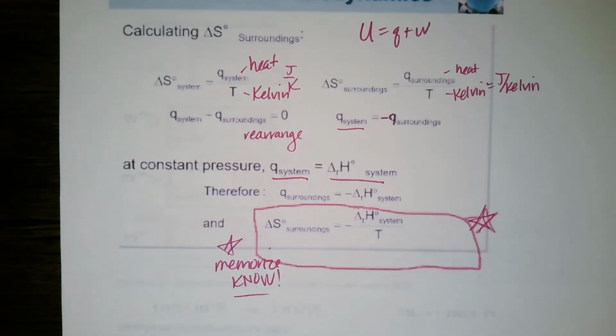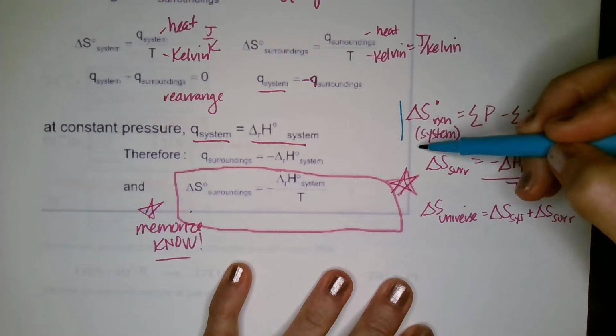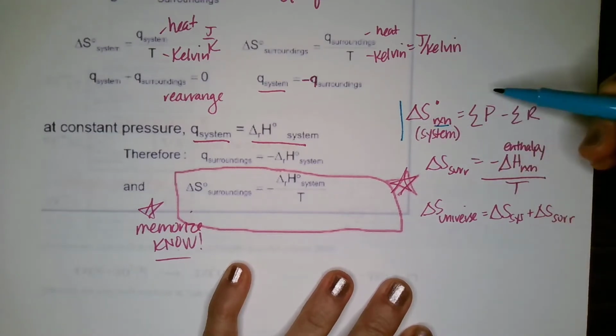But if I want to know the entropy change of the surroundings, I use the enthalpy change, and notice the negative sign because that's an important part here. The enthalpy change of the heat of reaction over the Kelvin temperature will give us that delta H, that enthalpy heat of reaction. And of course, we also remember that the entropy of the universe is simply the sum of the system and surroundings.